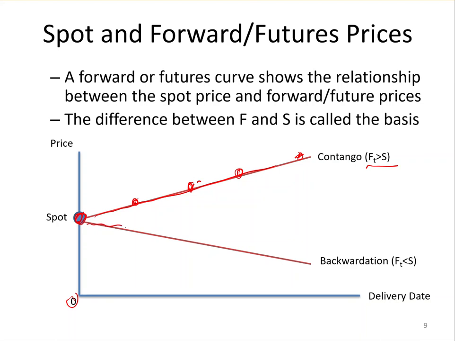If the forward or futures prices for future delivery dates are below the current spot price, we say the market is in backwardation. So that's when forward prices are less than spot. If the forward curve is upward sloping, prices are getting higher for future dates, contango. If it's downward sloping, it's getting cheaper for future dates. It's in backwardation.